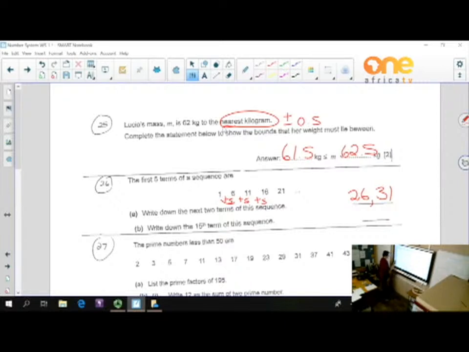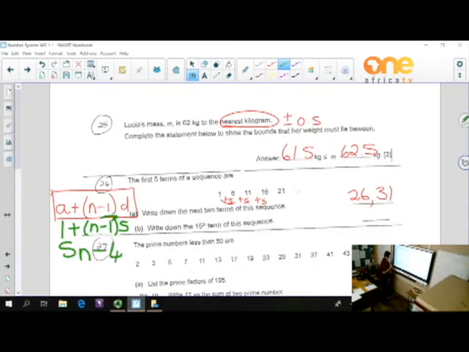Now, remember we spoke about this formula: A plus n minus 1, D. This is the formula that we can use here because we add. So what is A? A is the first term, which is 1, plus n minus 1. N stands for any number. And then D is the common difference, and that is the 5 that we have there. So we multiply it in, and then it is 5n plus 1 minus 5, which is 5n minus 4.